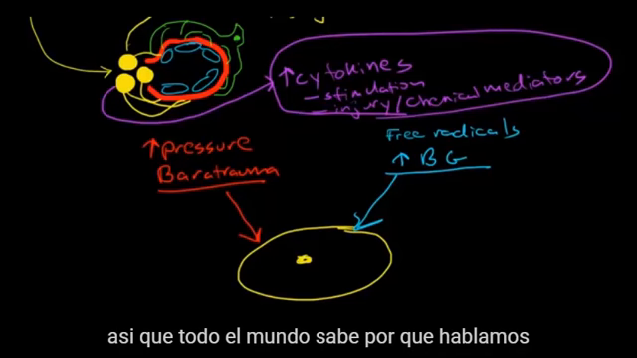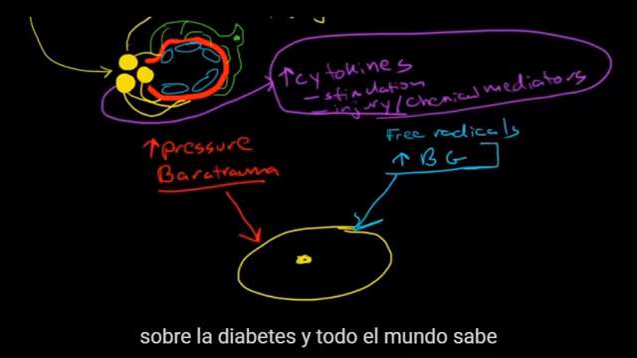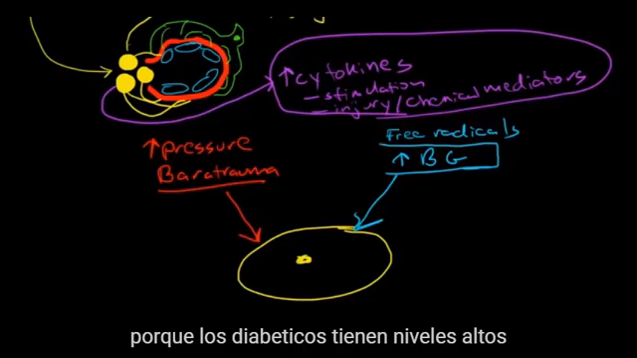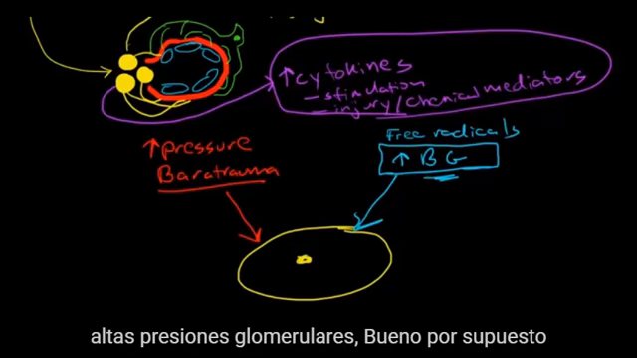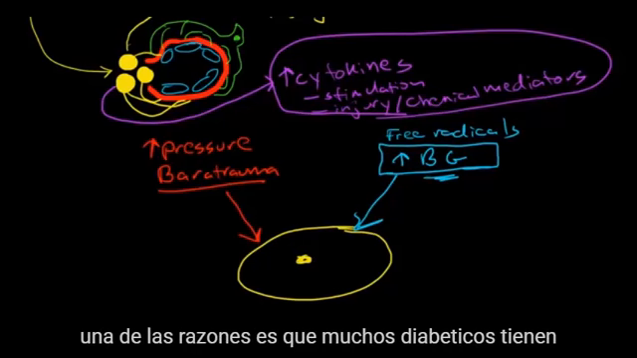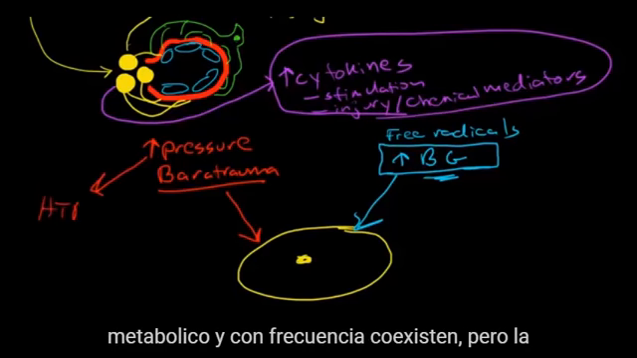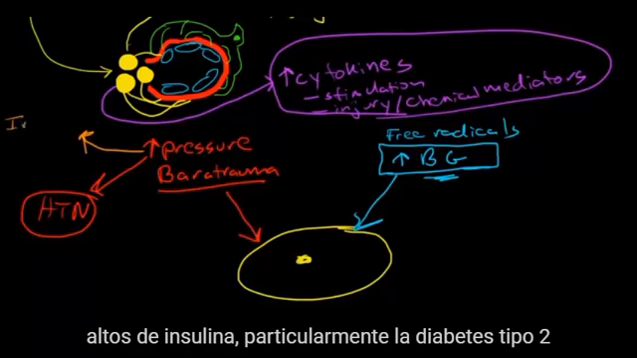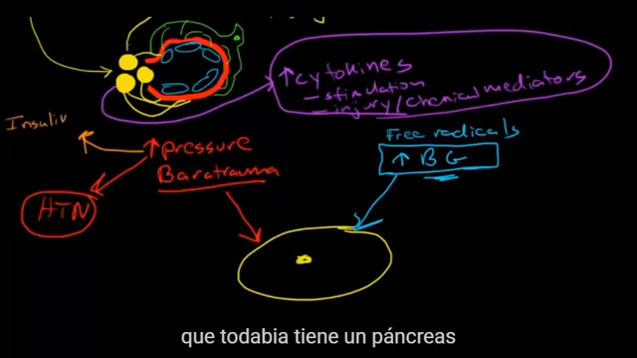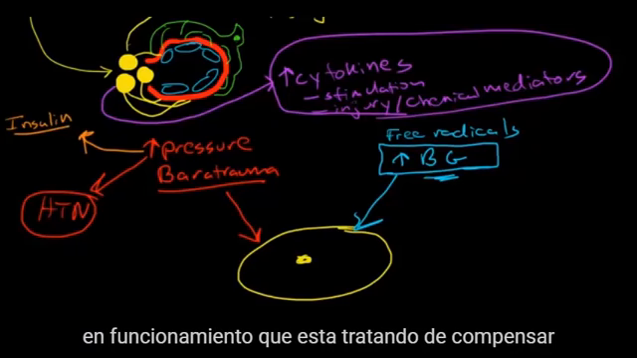So everybody knows why, we talked quite a bit about diabetes, and everyone's got knowledge about why diabetics have high blood glucose. But why do diabetics have high glomerular pressures? Well, of course, one reason is many diabetics have hypertension. It's part of metabolic syndrome, and they often coexist. But the other reason is many diabetics have high insulin levels, particularly type 2 diabetics that still have a functioning pancreas.